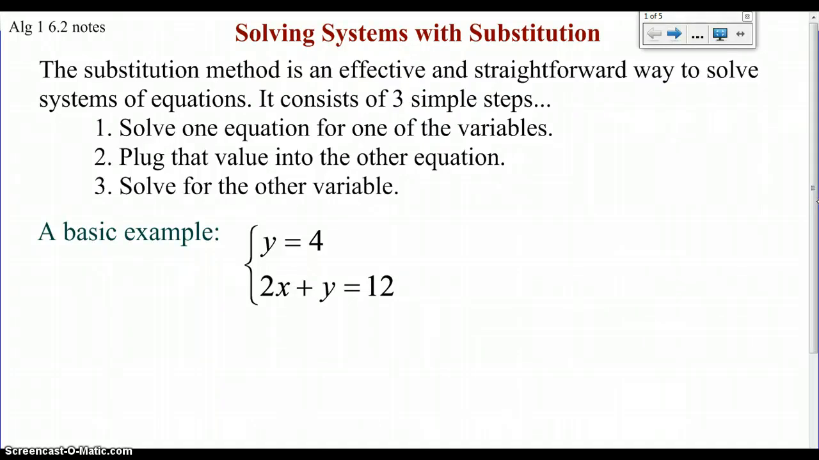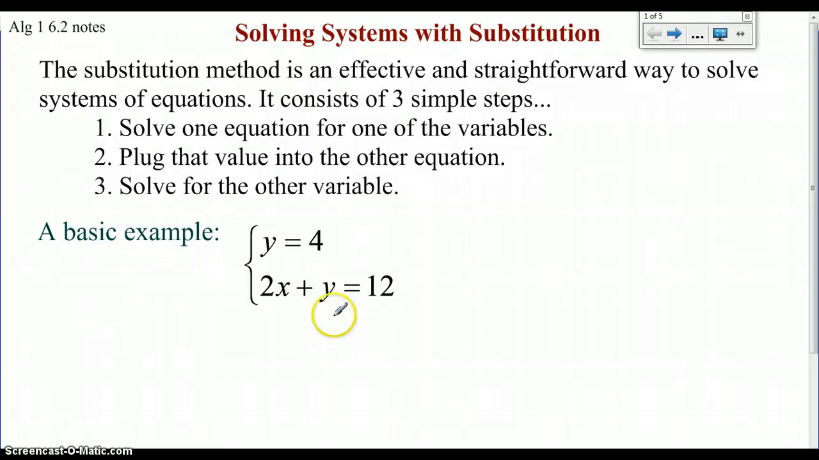The substitution method, it's effective. It always works when you use it, and it's a pretty straightforward way. In other words, you follow the same process every time. Three simple steps. The first one is you have to pick one equation and solve for one of the variables, either x or y or whatever variables happen to be connected to that problem. Then you take that value and you plug it into the other equation, and then you'll solve for the missing variable by using that second equation.